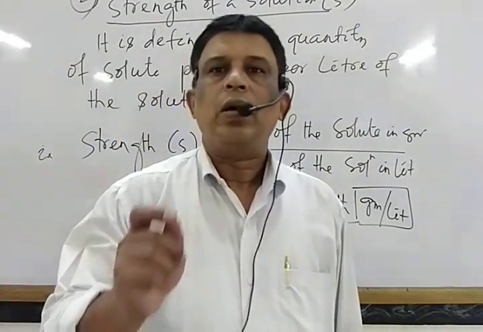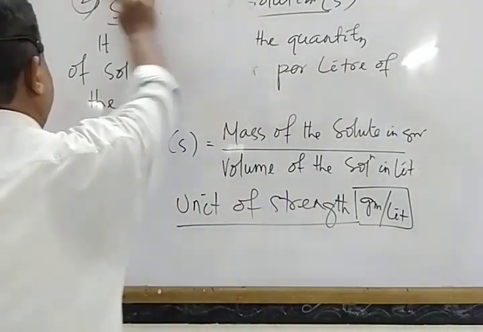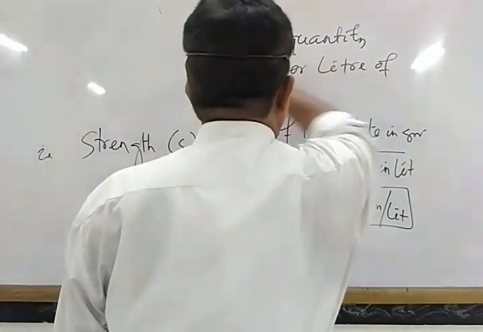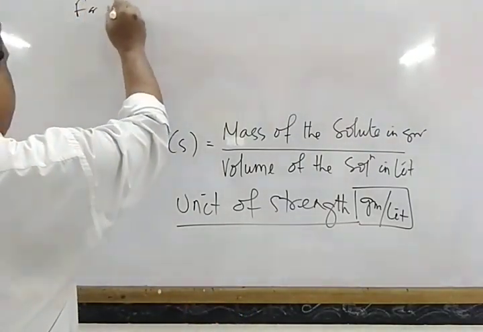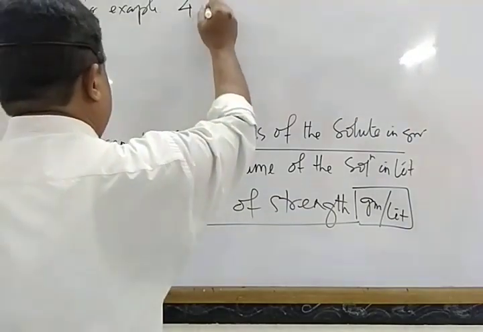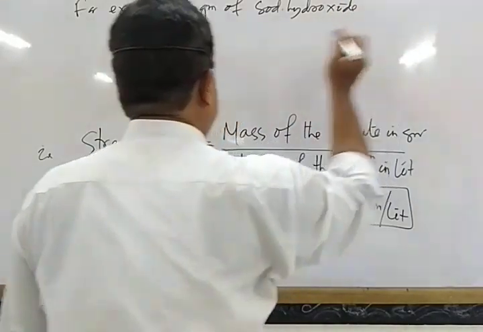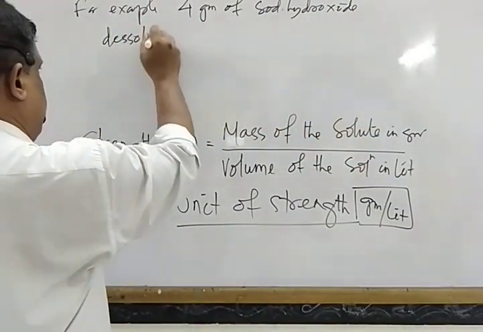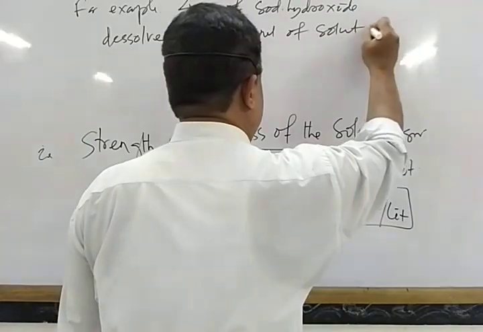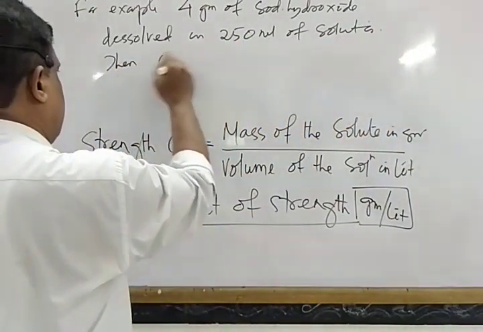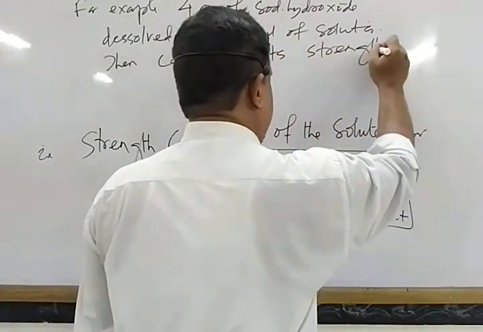For example, 4 gram of sodium hydroxide dissolved in 250 ml of solution. Then calculate its strength. Mark the question.